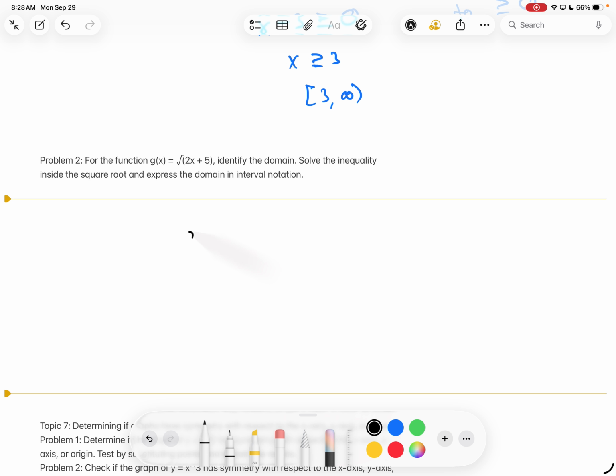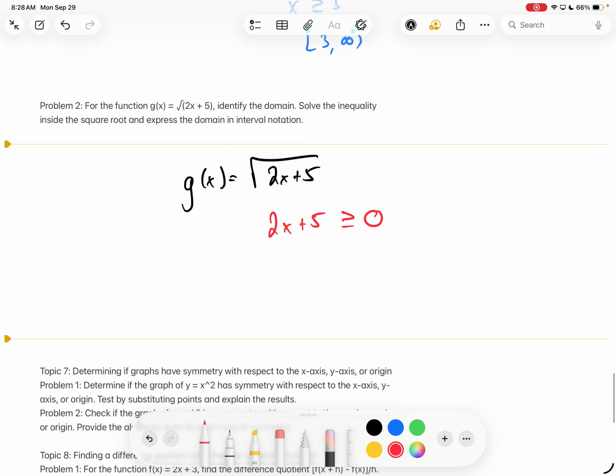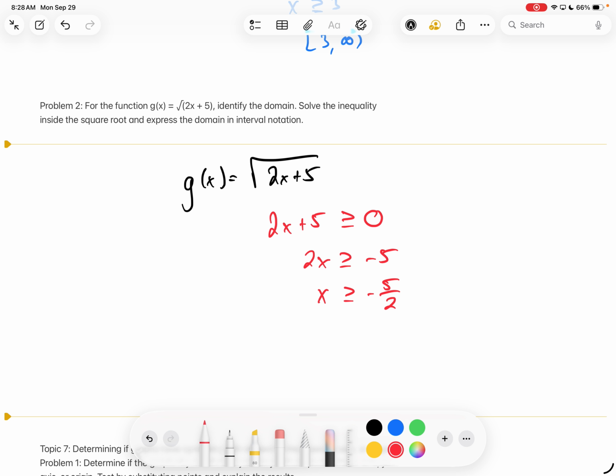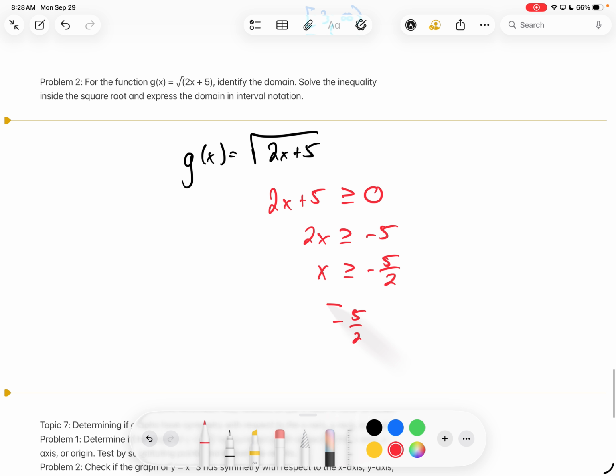On this one, g of x equals the square root of 2x plus 5. So again, you are going to set what's underneath the radical to greater than or equal to 0. You subtract 5 from both sides and divide by 2. It's okay that you get a fraction. I need any number bigger than negative 5 halves. You would do a bracket because it is greater than or equal to, and you do infinity because you want any number greater than negative 5 halves.